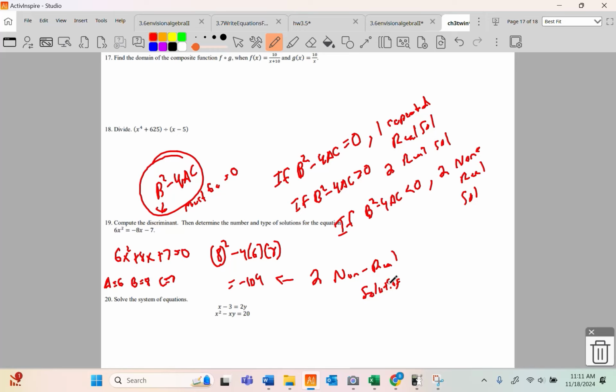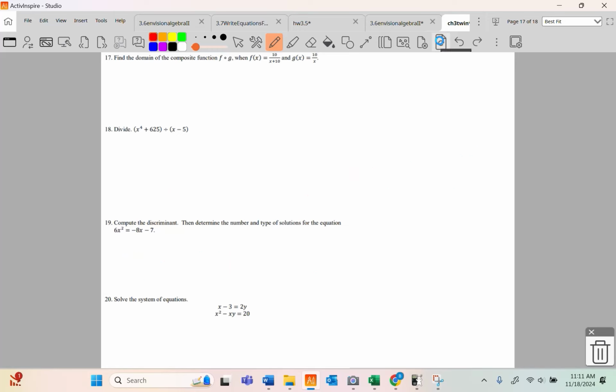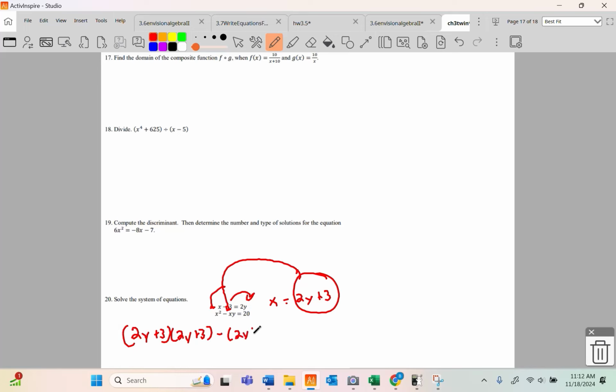Solve the system of equations. This is an easy peasy example. At least I think it is. Oh, actually, looking at this one, it may not be. This one could be kind of rough. I'm going to solve the top equation for x. And then I'm going to take that, and for better or worse, I'm going to put it everywhere I see an x. Then I'm going to do some math.